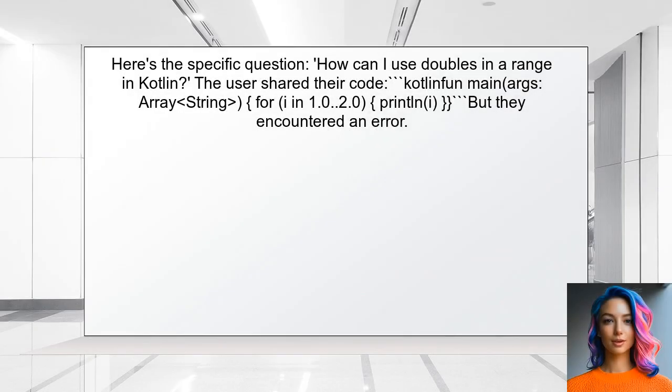Let's look at the specific question at hand. One user recently asked, "How can I use doubles in a range in Kotlin?" They shared their code that attempts to create a range from 1.0 to 2.0, but they encountered an error. Sound familiar? Let's explore this together.